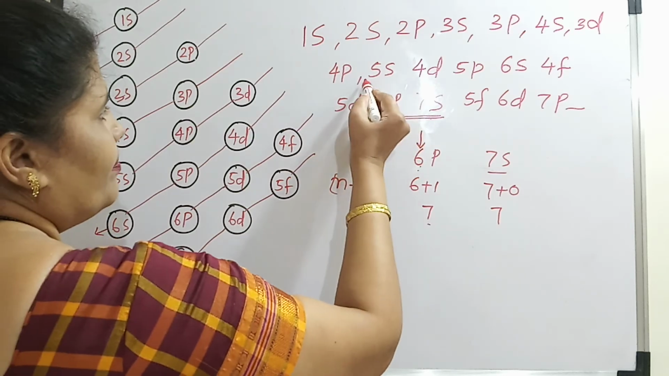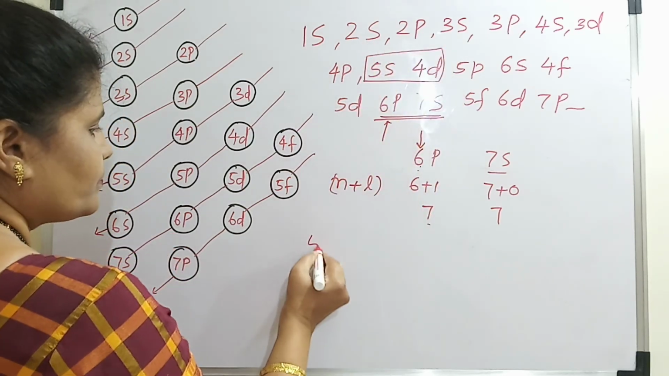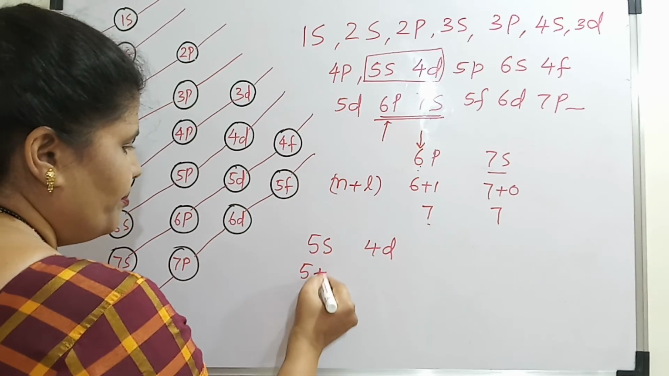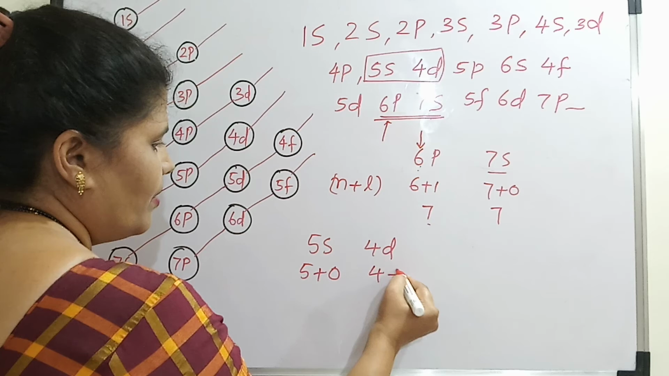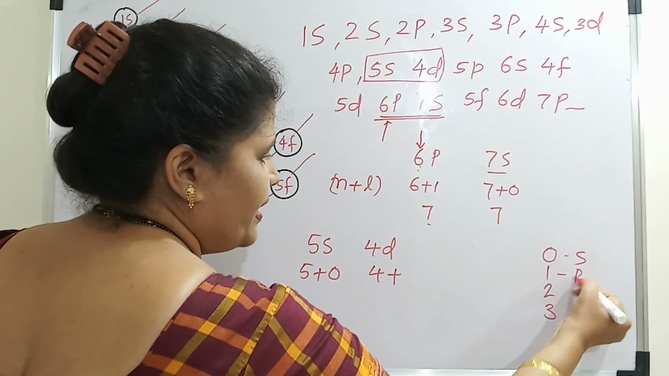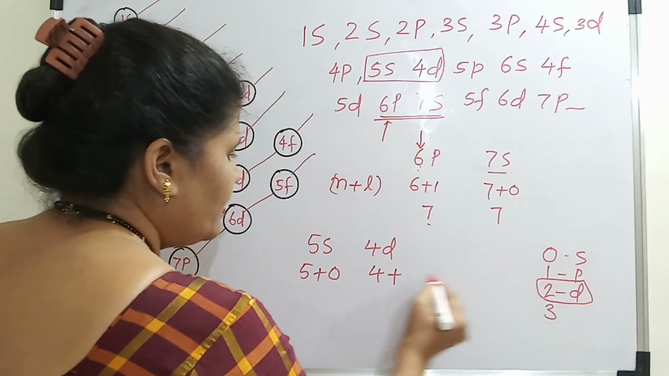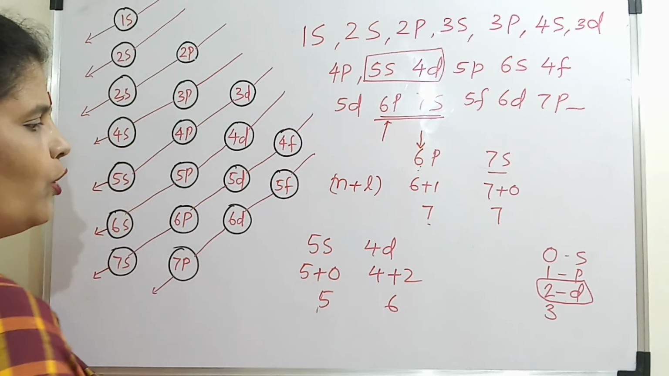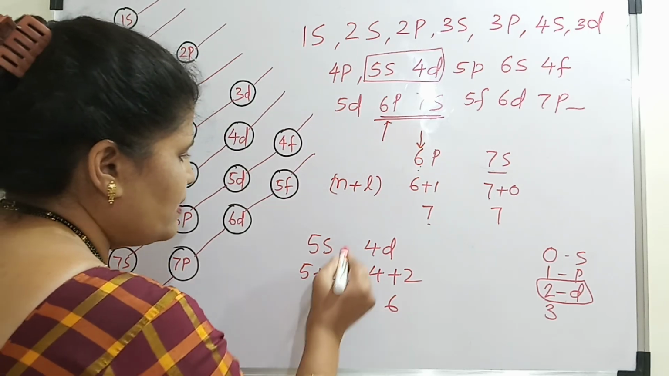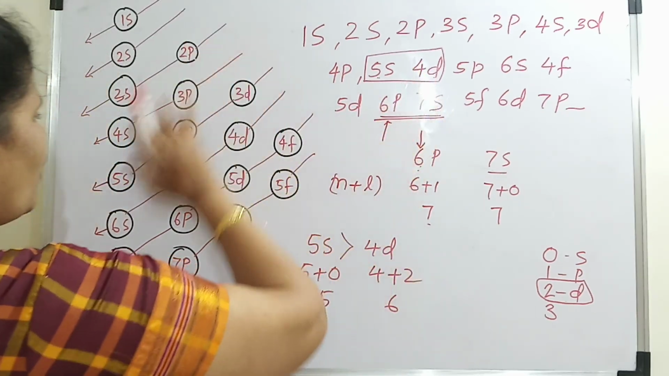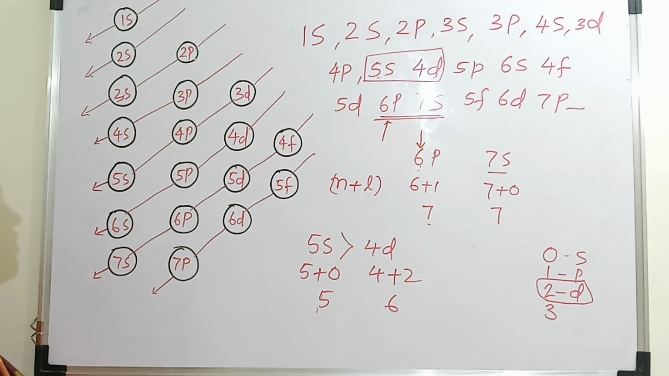If I take two other orbitals, 5s and 4d, what is n here? For 5s it is 5 plus 0. For 4d it is 4 plus the value for d, where s, p, d, f are 0, 1, 2, 3, so d is 2. So this will come to 6 and this will come to 5. So n plus l will follow increasing order, and what I will fill first is 5s. 5s is filled before 4d. So by drawing this, you can comfortably fill the electrons by using the Aufbau rule. Thank you, students.